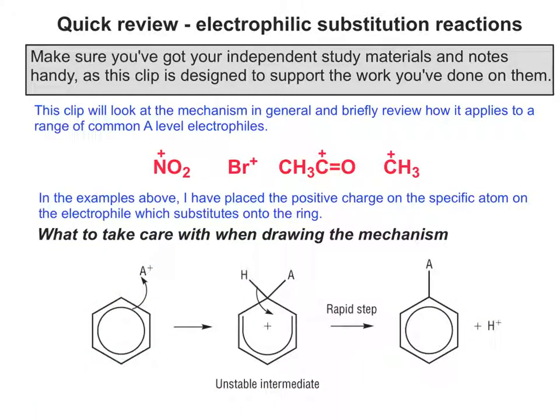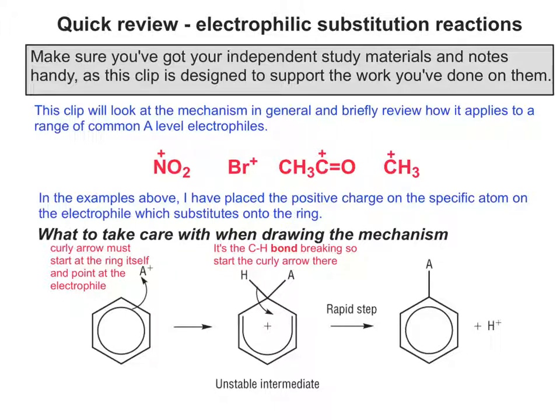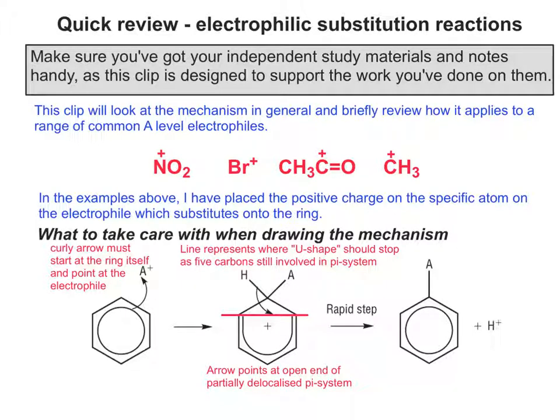So let's have a look at what you need to take care of when you're doing the mechanism. The curly arrow must start at the ring itself and point at the electrophile. It's the carbon-hydrogen bond breaking, so start the curly arrow there. The arrow points at the open end of the partially delocalized pi system. The line represents where the U shape of the partially delocalized pi system should stop, as there's 5 carbons still involved in it, which I've now highlighted.